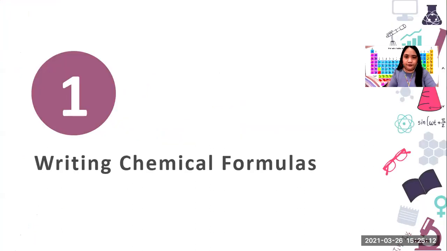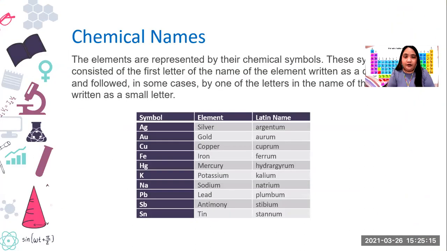Okay. So in writing chemical formulas, you have to understand what chemical names are. So chemical names are usually, of course, the names of the elements that you have in the periodic table, and these are usually represented by their chemical symbols. Most of the time, the chemical symbols are the first letter of the element plus, of course, another letter. Sometimes you might see that, for example, in this case, silver, it's supposed to be Si, but of course, Si is taken by silicon.